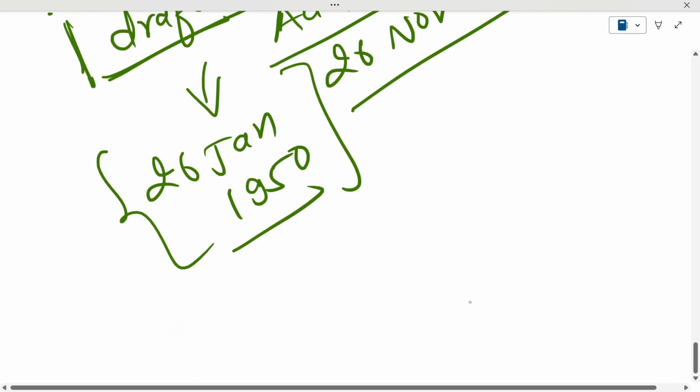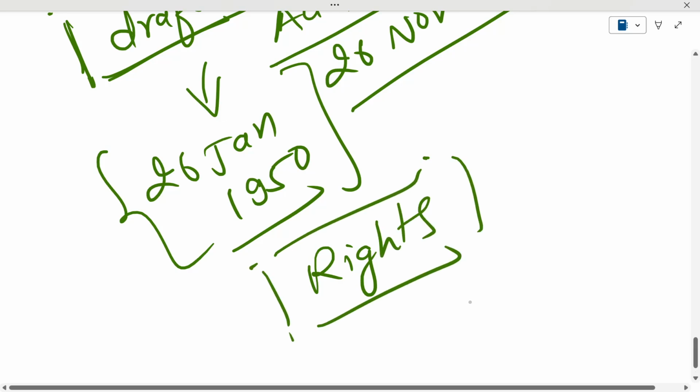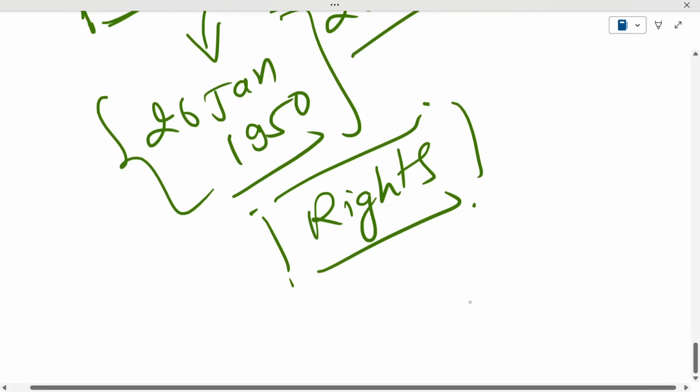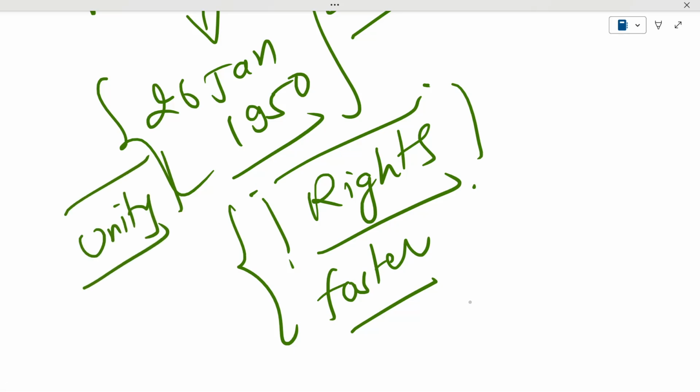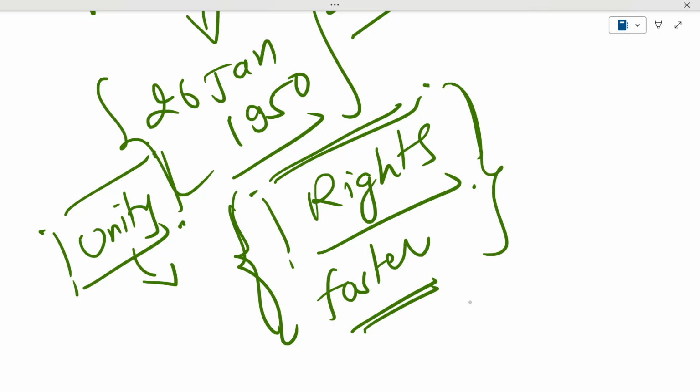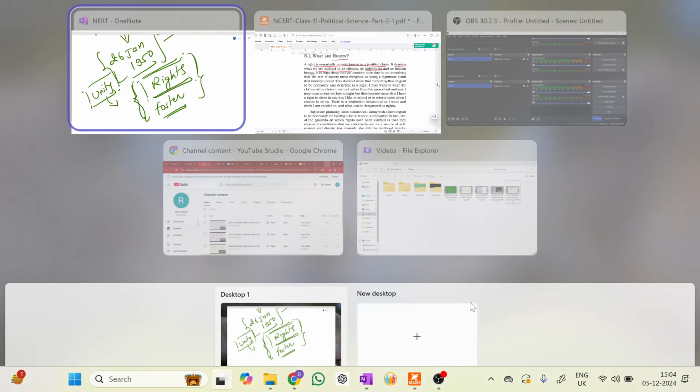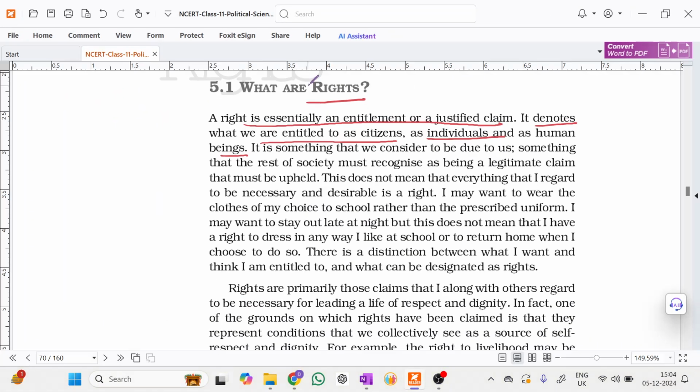But my point is, rights were such claims that fostered the unity that was needed to expel the British. And we kept our promise that our unity was going to bring about a change in the leadership. In the same way, our nationalist leaders kept the promise that once the British are expelled, your rights will be protected.